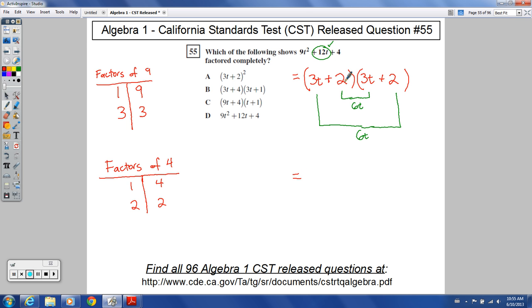But you look at your answer choices, and none of them look quite like that. But remember, if you have something times itself, you can write it like this instead. It's the same thing as 3t plus 2 squared. Something times itself is that squared. And so this one, for number 55, should be choice A.